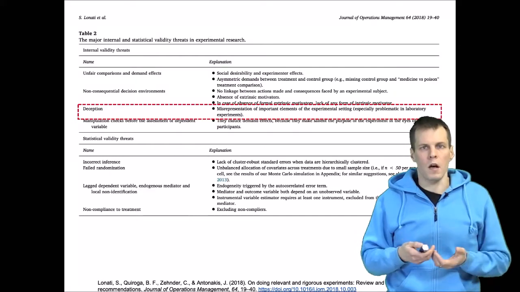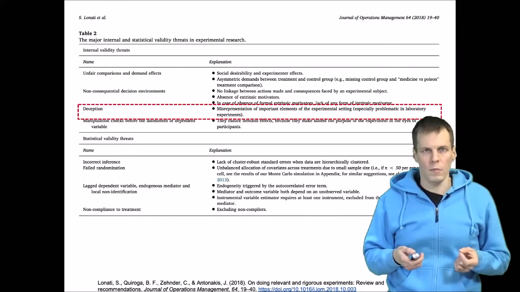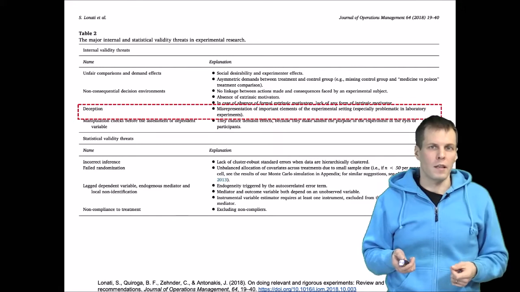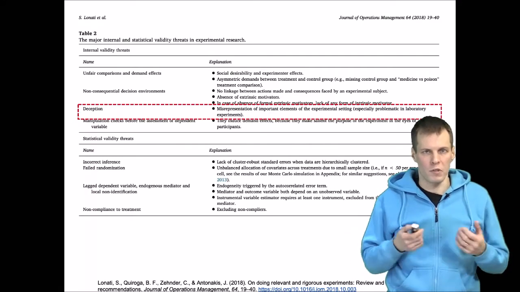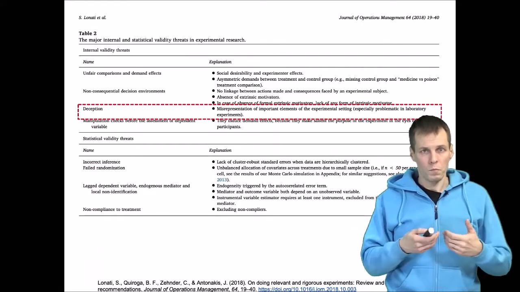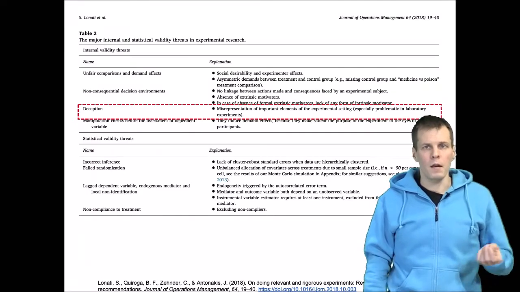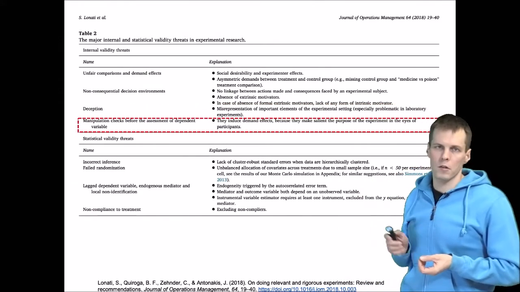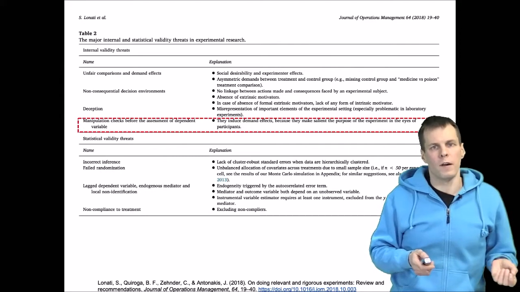So the arguments against deception are the ethical argument, and also the argument that we are spoiling our subject pool by lying to them. Then the fourth on the list is manipulation checks before the dependent variable.